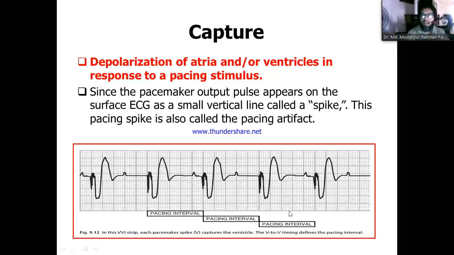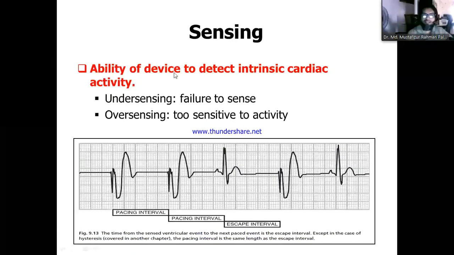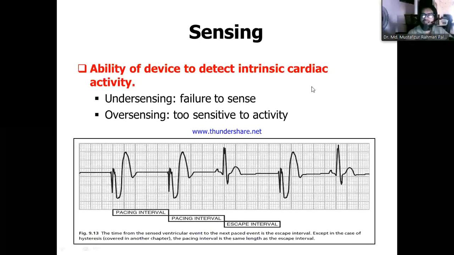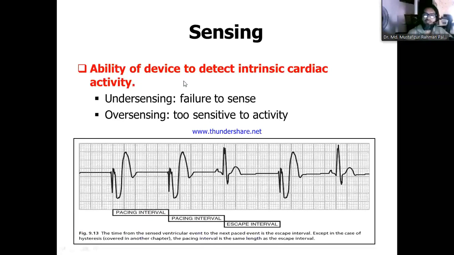So this is known as the pacing interval. I will tell you all the intervals and timing cycles later on, gradually, one by one. This is the basic: in every pacing interval, a pacing spike will occur and depolarize the ventricle. And sensing is another function, that is the ability of the device to detect intrinsic cardiac activity, whether any contraction, any P wave or QRS occurs or not. The pacemaker will detect it.